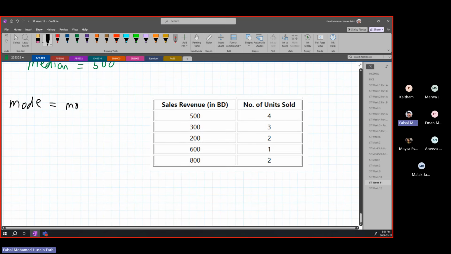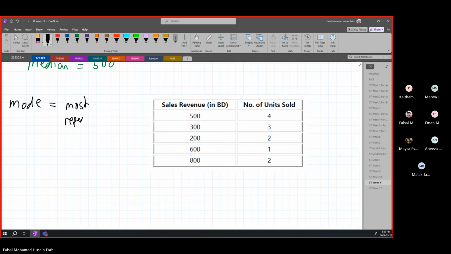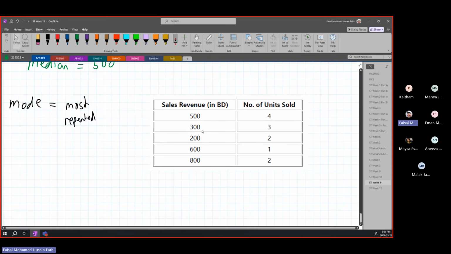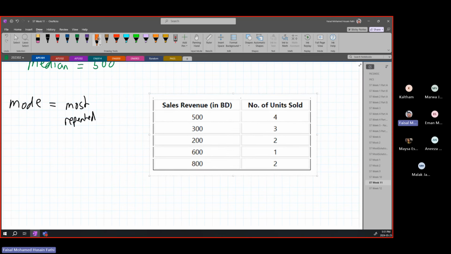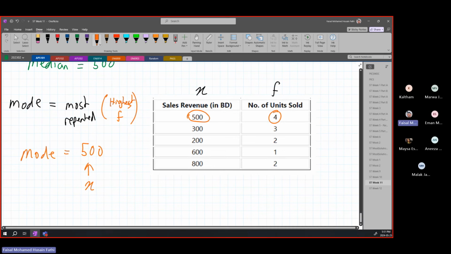Which is the most repeated? So we're looking at this very easily. We can see that 4 is the most repeated. So the value of that most repeated is going to be... most repeated means highest frequency. All right. Remember, this is our data and this is our frequency. Okay. So our mode is equal to 500.